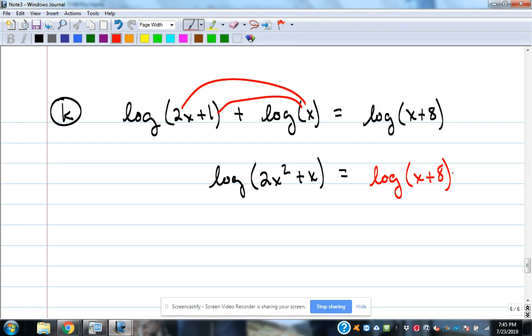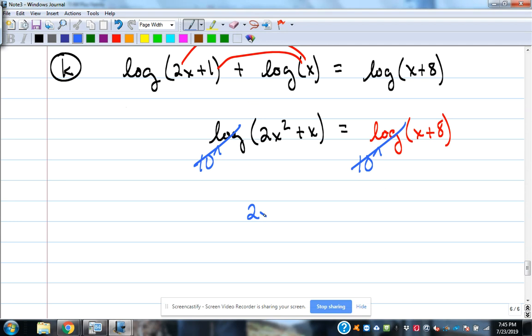Now that I have the same log on each side, what's the base of each of those logs? There's nothing written there, so they're base 10. If I use 10 as the base, these cancel each other out. And I get this problem: 2x squared plus x equals x plus 8.